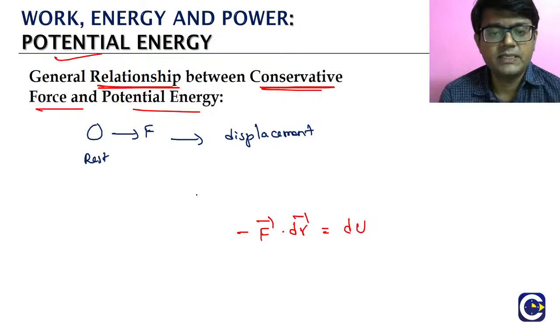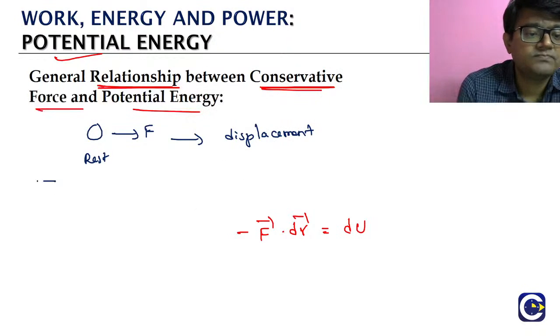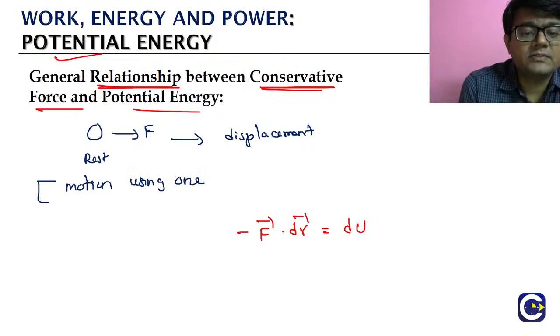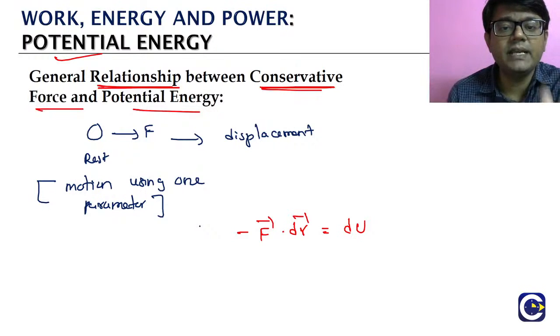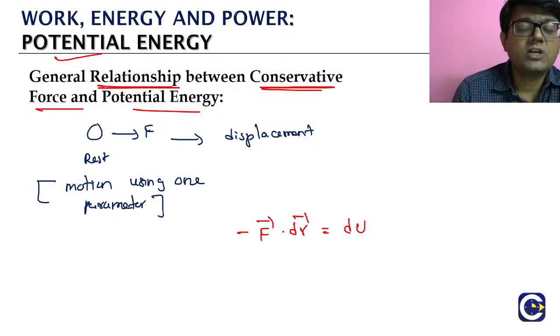Force ஆகட்டும் displacement, they will be in the same direction. So if you consider the motion using one parameter. So one parameter னு சொன்னா என்ன தெரியுமா? This is like, you know, the motion along the x-axis. So all the things will be in terms of the variable x. அப்படி. If you consider motion along the one parameter, அப்ப என்ன தெரியுமா?